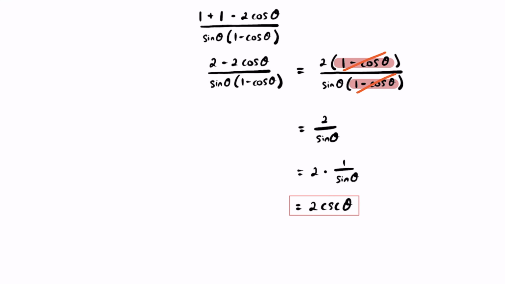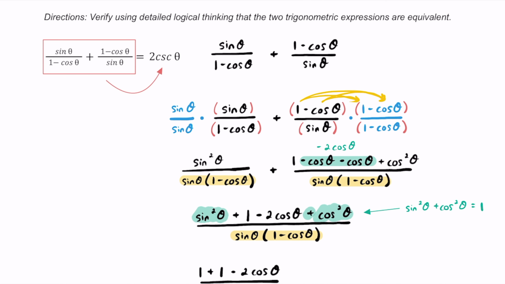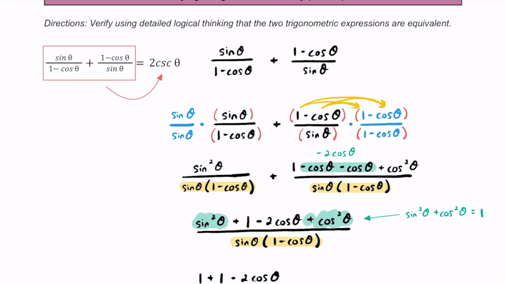So there we have 2 times cosecant of theta, and hopefully you can see that that does match up with what we had on the right side of our equation. So we have proven that this left side does equal this right side. So there you have one way of going about verifying this trigonometric identity, that the left side does equal the right side.